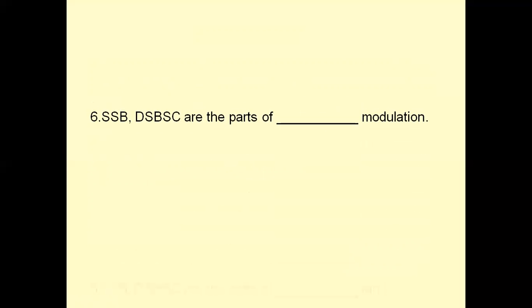SSB and DSBSC are the parts of which modulation scheme? They are parts of amplitude modulation schemes. They are variations of AM. In AM, if you remove the carrier, we get DSBSC. In AM, if you remove the carrier and one sideband, we get SSB. So SSB and DSBSC are parts of AM modulation schemes. And these are the possible examination questions you are supposed to answer.